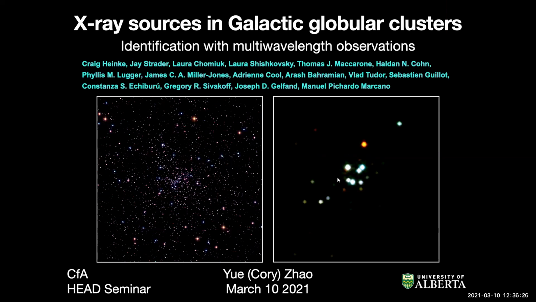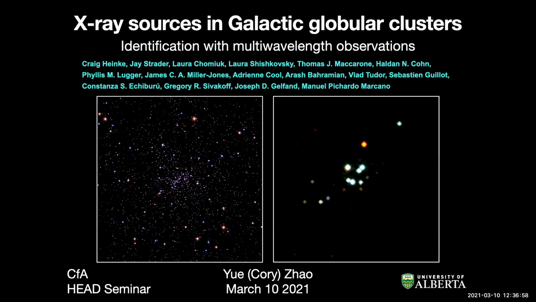Here on the cover slide, I have two images. On the right is a Chandra color-coded image of one of my favorite globular clusters, NGC 6397. On the left is a nice Hubble image of the same globular cluster, zoomed in on the core, so you can get a nice view of the optical sources in the cluster. And on the right, you have the individual X-ray sources. My research is to identify each individual X-ray source in different globular clusters using multi-wavelength observations.